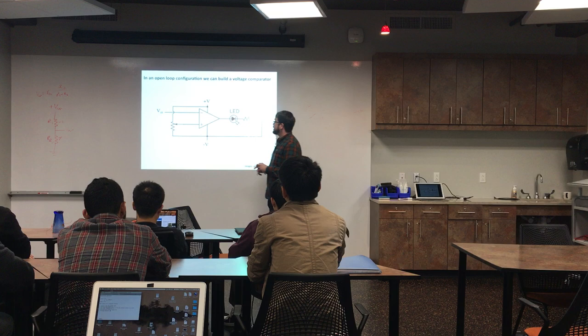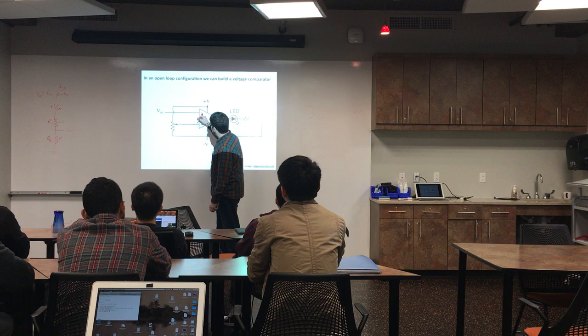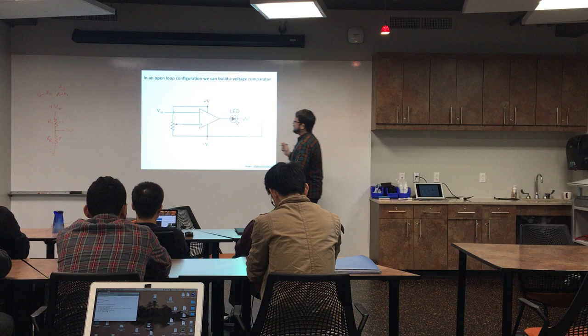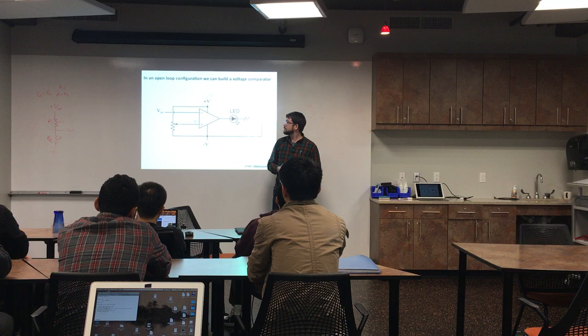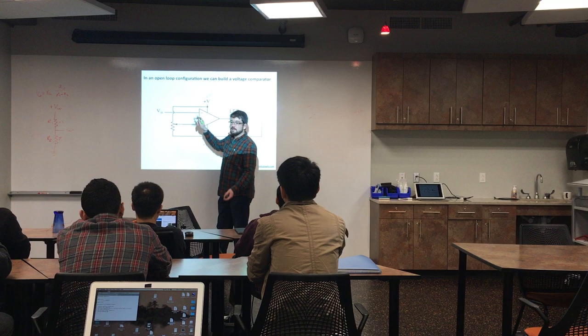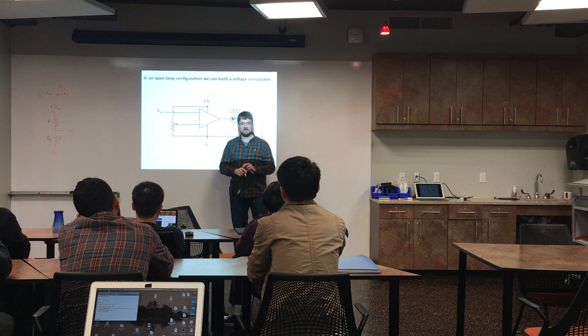So let's say that we set the input here to be, red markers are not our friend today. Say we set the input here to be 0 volts, and let's just say we have minus 10 and plus 10 as inputs for the sake of argument. So now we have some voltage coming in. Let's say that we're going to set that to 1 volt. Could be anything. We're just going to pass some signal in.